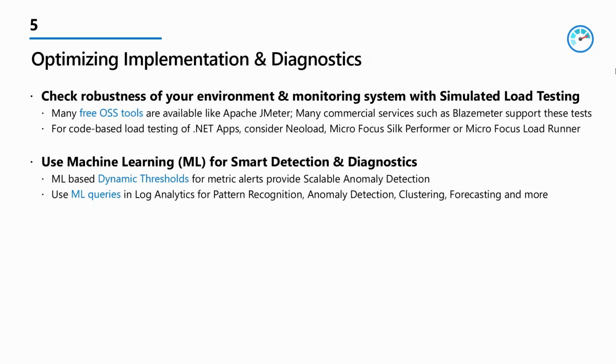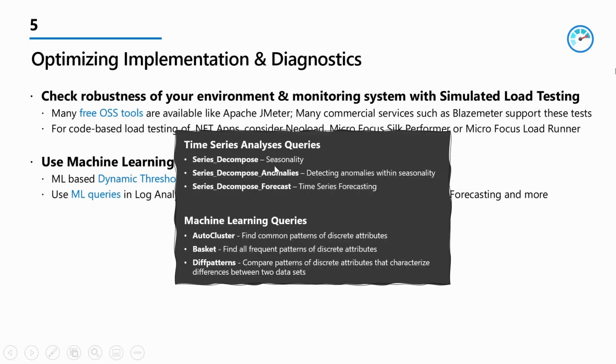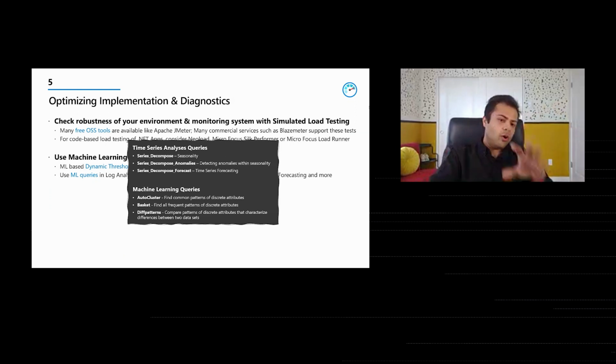So as an example, there are a bunch of time series queries like series decompose and so on that can help you detect seasonality, detect anomalies within them, or even do time series forecasting. And then there are some machine learning proprietary algorithms that our research team has built that can help you identify common patterns of attributes, find frequencies within them, and even compare different data sets and identify what common patterns exist between them. All of these tools are very, very effective when you're trying to troubleshoot issues or diagnose root cause.